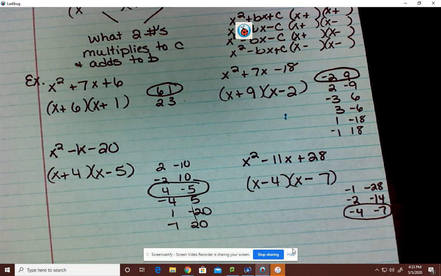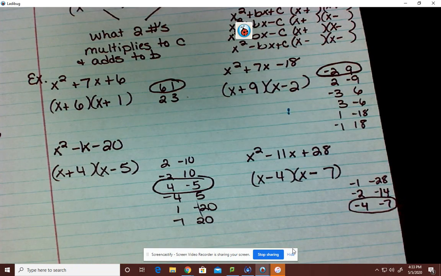So today we're going to practice some more with this factoring method. If you have any questions, send me a message.